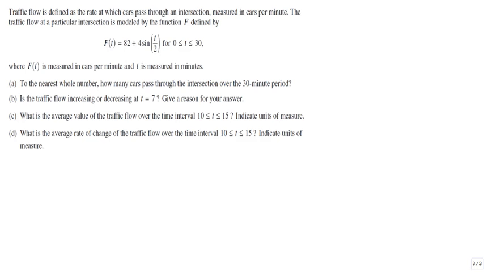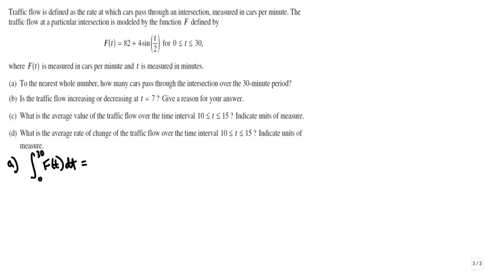So we want to find out, to the nearest whole number, how many cars pass through the intersection over the 30-minute period. And so that's just going to be the integral from 0 to 30 of f of t dt. There's no starting value. There's no number of cars that are already in the intersection when the time starts. That doesn't apply in this particular problem. So we're just looking for the number of cars that pass through in the first 30 minutes.